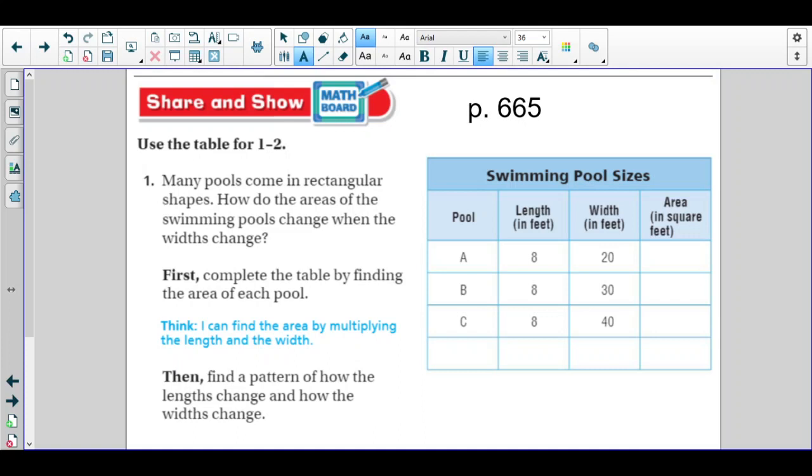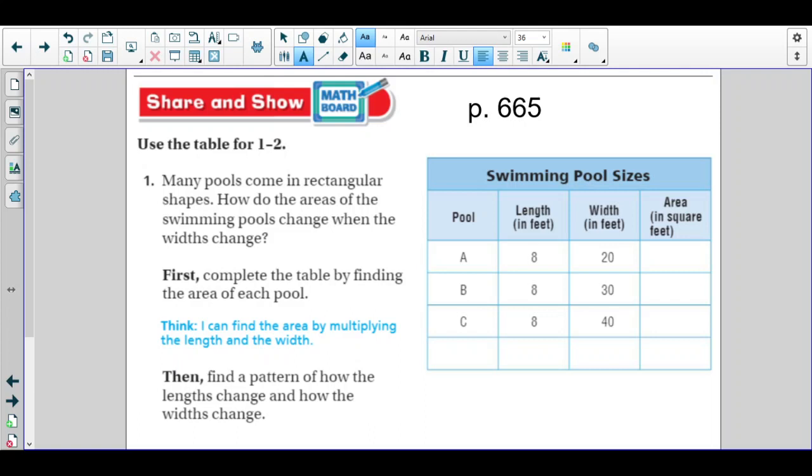Use the table for 1 and 2. Many pools come in rectangular shapes. How do the areas of the swimming pool change when the widths change? First, we need to complete the table by finding the area of each pool. Then, see if we can find a pattern.